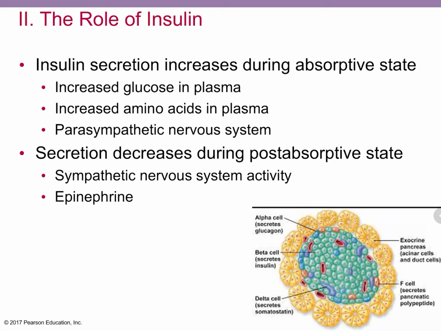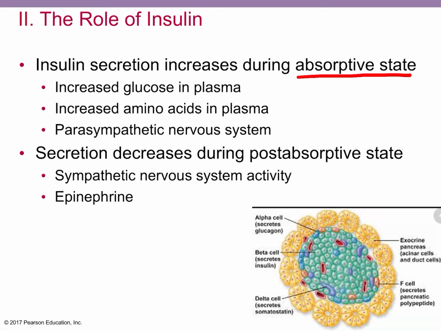Insulin secretion is going to increase during the absorptive state. So when you are getting ready to eat and also while you're eating, the insulin levels will rise, so that your body cells will be in this anabolic state. Insulin is going to help your cells take in energy and build up larger molecules from smaller molecules.